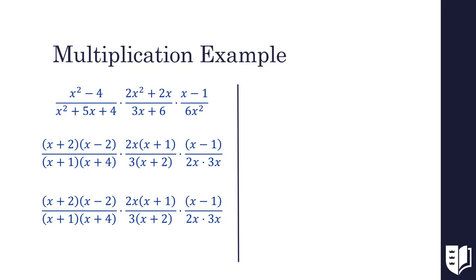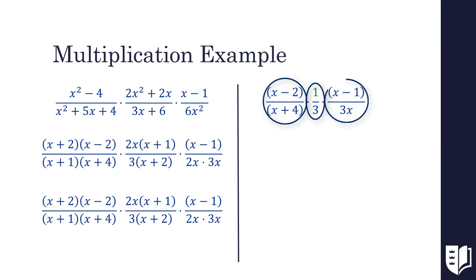Looking at our fractions, we see we can cancel factors of x plus 2 in our first and second fractions, x plus 1 in our first and second fractions, and 2x from our second and third fraction, because one factor of each of these appears in a numerator and a denominator. Now we're left with the fractions x minus 2 over x plus 4, 1/3, and x minus 1 over 3x all multiplied together. We multiply our numerators together to get x minus 2 times 1 times x minus 1 all over x plus 4 times 3 times 3x.